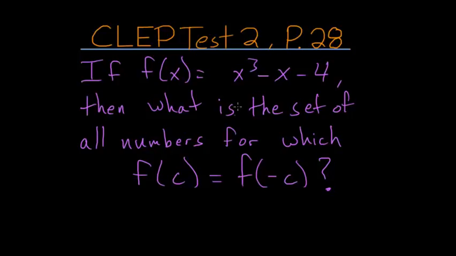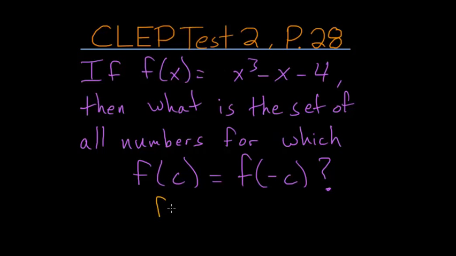If f of x is equal to x cubed minus x minus 4, then what is the set of all numbers for which f of c is equal to f of minus c? And to solve this, we just need to plug c into our function anywhere we see an x, and then do the same thing for negative c. And then we can take those two expressions and set them equal to each other and solve for c.